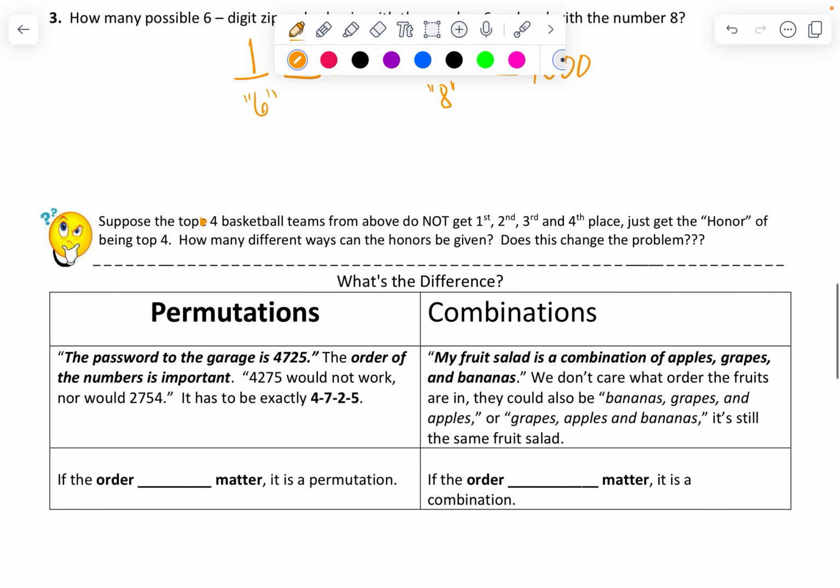So a permutation: the password to the garage is 4725. The order of the numbers is important. This one won't work. This one won't work. It has to be exact. But in a combination, my fruit salad is a combination of apples, grapes, and bananas. We don't care what order they go in. We just care that there are some in there. Okay? If the order does matter, it's a permutation. If the order does not matter, it's a combination.